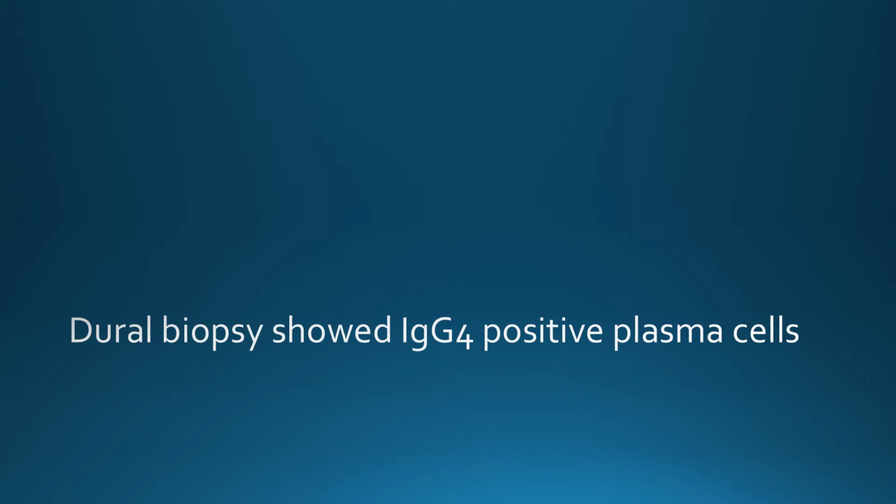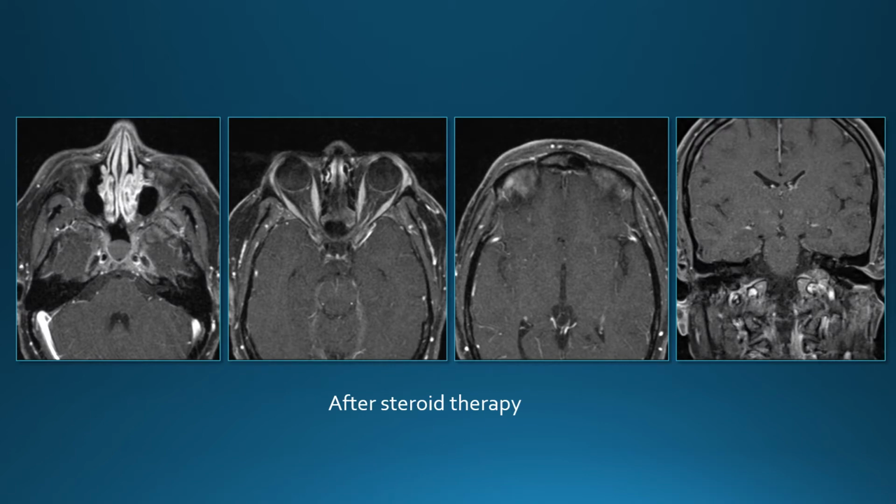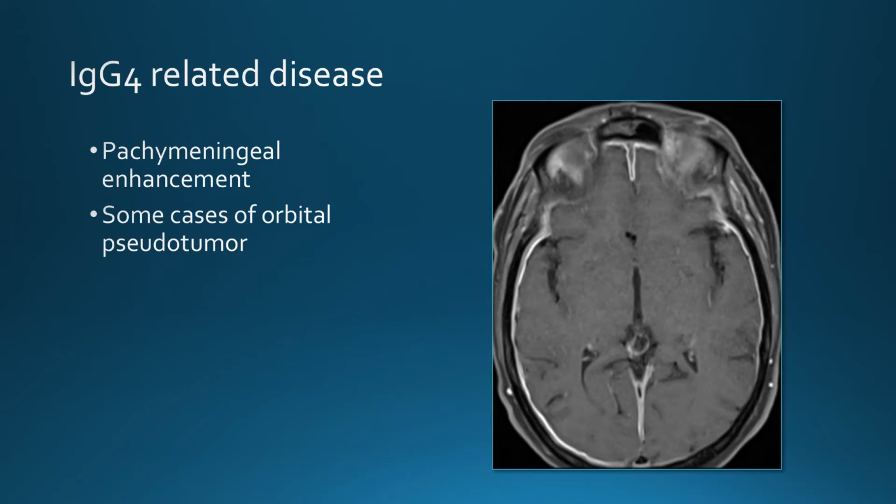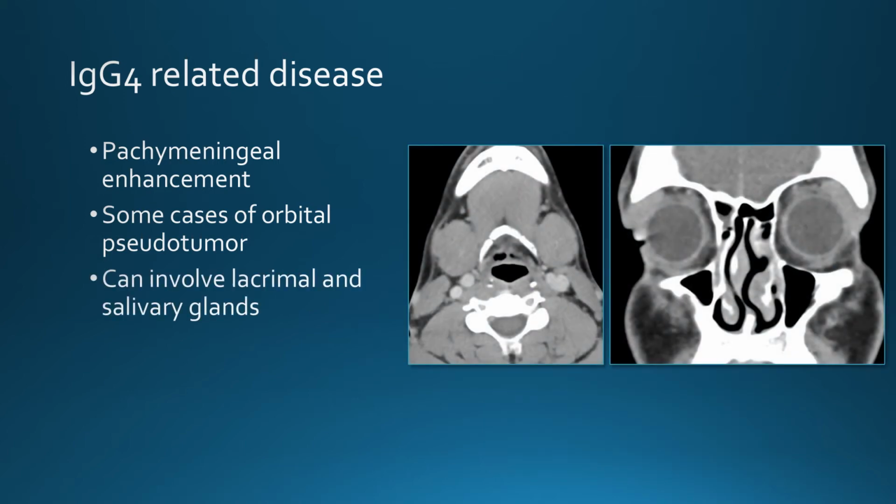Dural biopsy here showed IgG4 positive plasma cells, and a follow-up after steroid therapy showed that virtually all of that pachymeningeal or dural enhancement had resolved. So in IgG4 related disease, the most common finding intracranially is pachymeningeal enhancement. Some cases of orbital pseudotumor will be IgG4 related disease. Outside of the brain, it also can involve the lacrimal glands and salivary glands. This patient with IgG4 has enlarged lacrimal and submandibular glands.